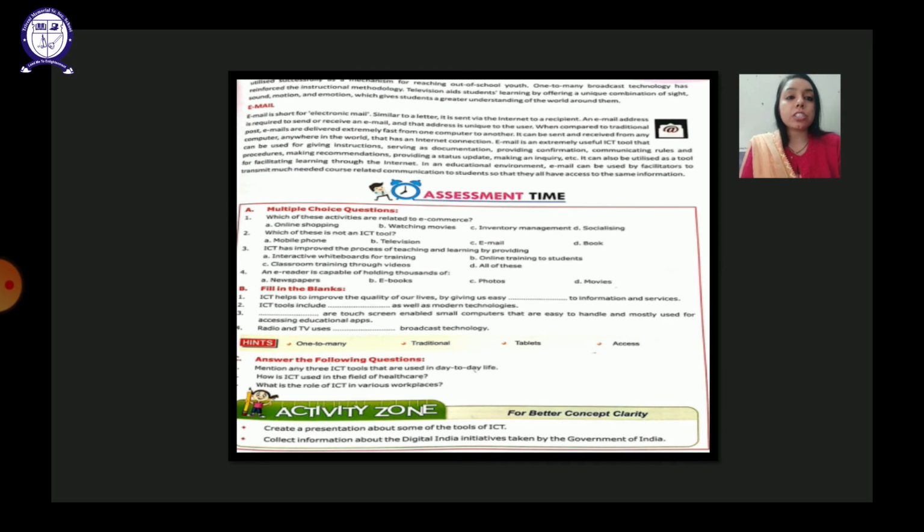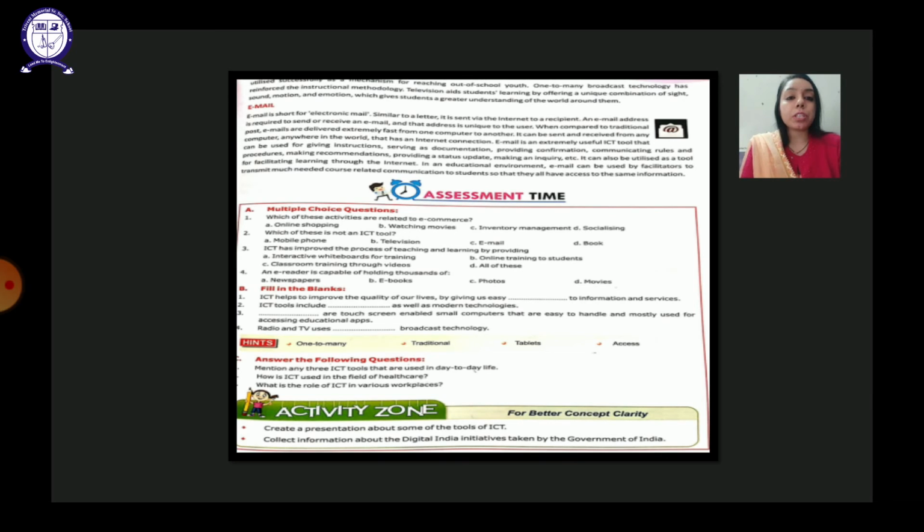So we have learned in this chapter about the various fields where the information and communication technology is being used nowadays, and the various tools like mobile phone, smartphone, tablet, email, newspaper, and your radios, which are helping to communicate, to provide the information to the general public about it, right?